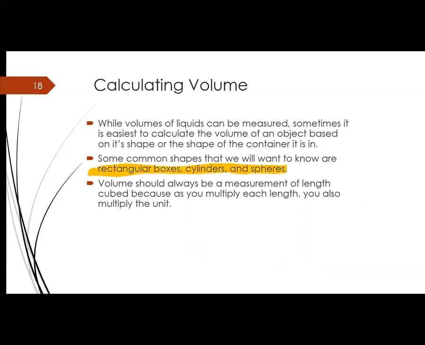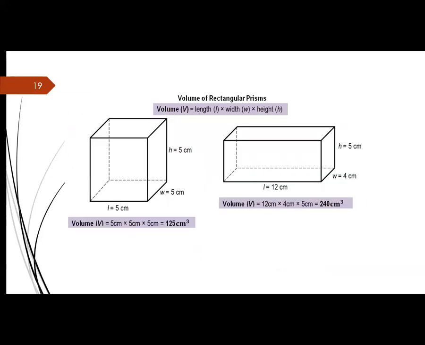That's one of the things you're doing in experiment number 1: you're looking at a milk carton and calculating its volume by saying it looks very similar to a rectangular box. To find the volume of a rectangular box, we take its length times its width times its height. Now, you do not have to memorize these formulas. If you need them, I will provide them.